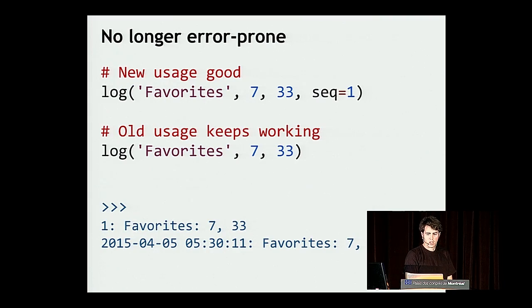And so now when I call it, new usage works correctly by passing a sequence number of 1. Old usage that doesn't know what's going on will continue working, and it'll take on the default value for that new keyword argument. So this is a really nice way to extend any function that takes variable arguments without breaking existing callers.